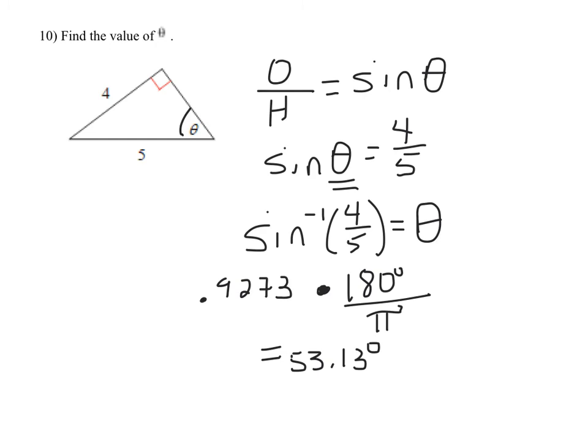So, I will accept this as an answer, or I will accept this as an answer. That's fine. But if you write 0.9273, you must write the word radians after it. I need to know that you know that that means radians. Okay, if you write it in degrees, then you need to have the degree symbol, just like I have here.